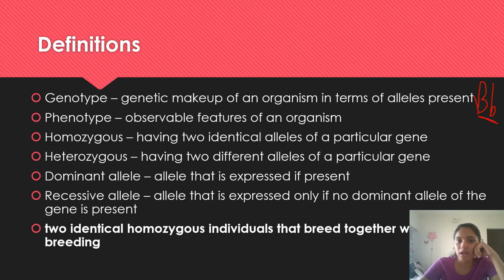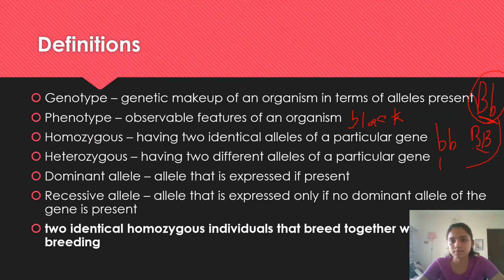Then the phenotype is the observable features of an organism. So if a mouse is black, in words you will write the mouse is black, and that is the phenotype. If it's spotted, then in words you will write spotted. Phenotype is in words, genotype is in symbols. Homozygous means having 2 identical alleles of a particular gene. That would be either small b or capital B, because they have to be identical. Heterozygous means having 2 different alleles of a particular gene, as seen in this. That's an example of heterozygous.